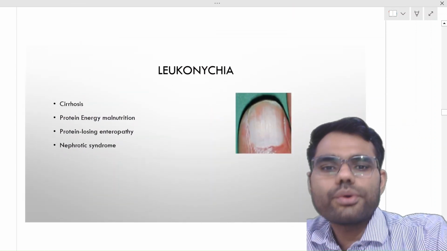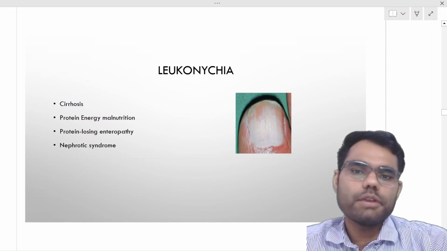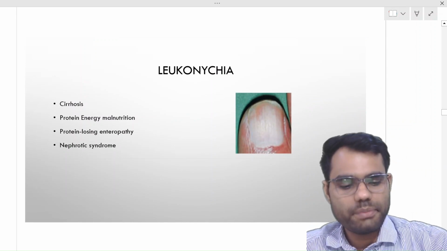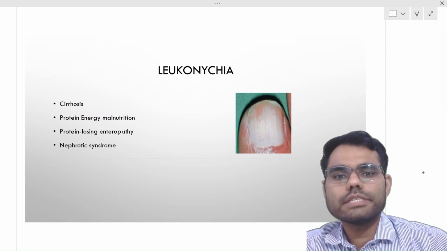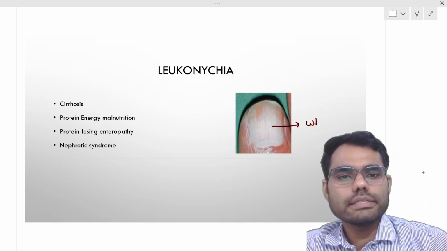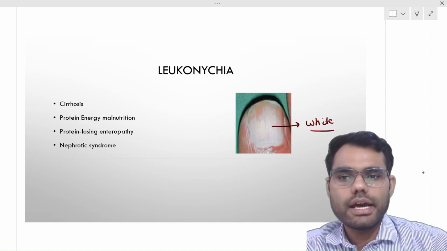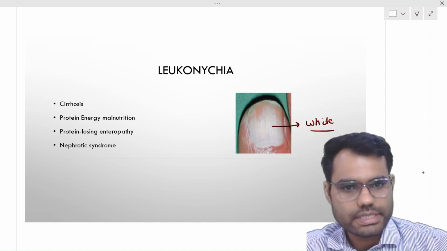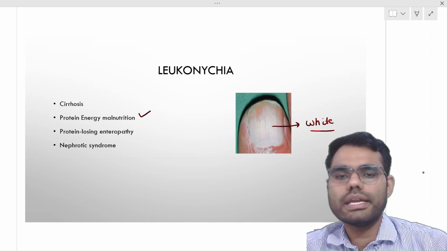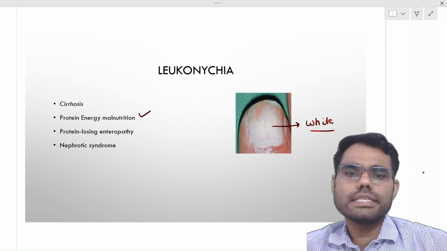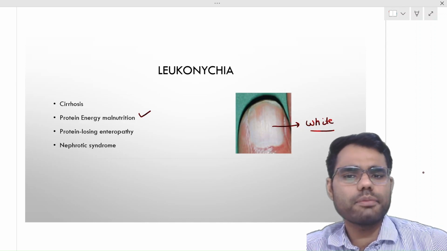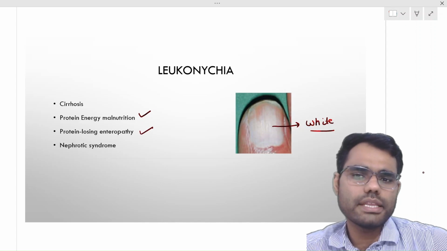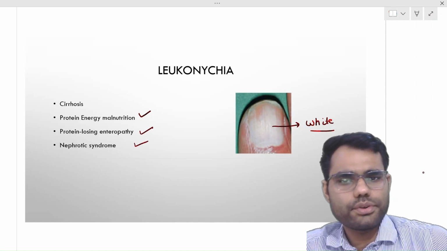Now coming on to leukonychia. This is again an important finding in the head-to-toe examination of a patient with CLD. So leukonychia is white nails. So it is again seen in cirrhosis of liver. Apart from that, it is a marker of hypoalbuminemia. So apart from cirrhosis, it can also be seen in patients with protein energy malnutrition and patients having excessive loss of albumin, either from the intestine, that is protein losing enteropathy, or in the urine, that is nephrotic syndrome.